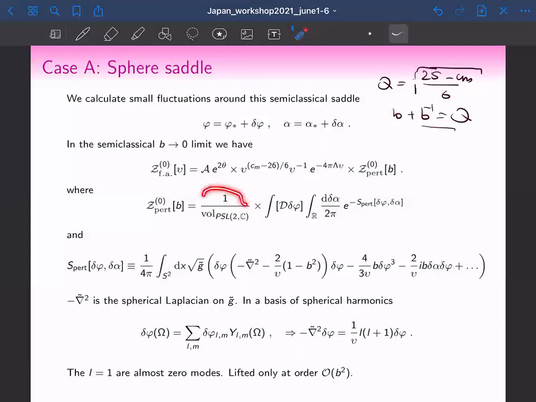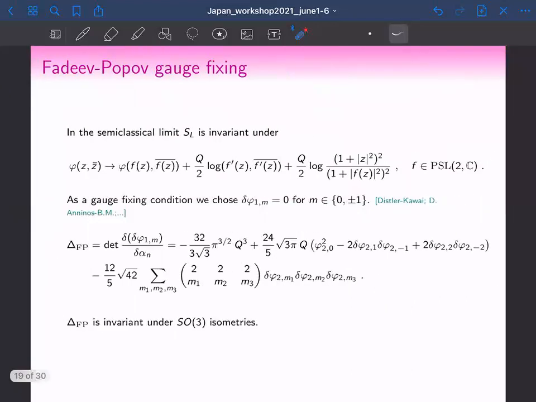And this something that's going to help us is the following object over here. From the get-go, we have been modding out the volume of PSL2C. We've been modding out the volume of the Möbius transformations, which are still there, even in 2 dimensions, even if you go to Weyl gauge. And so in one way or another, we need to fix the volume of PSL2C because otherwise we're dividing by infinity.